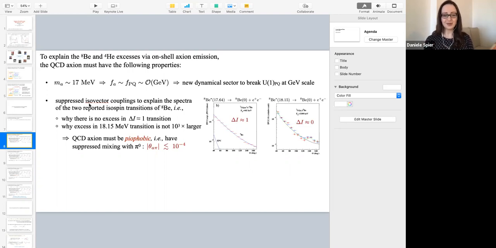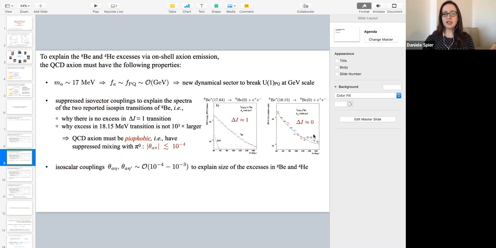So all of this is to say that the axion isovector couplings, which are parametrized by the axion mixing with the neutral pion, should be smaller than their generic magnitude. So it should be smaller than about 10 to the minus 4. The generic magnitude of this mixing angle is 10 to the minus 2 for this range of decay constants. And so I call this axion pionphobic because it doesn't like to mix with the neutral pion.